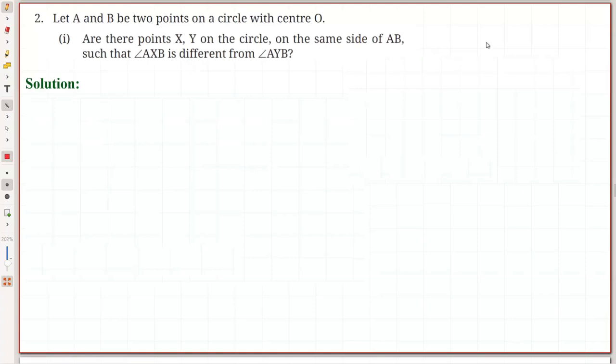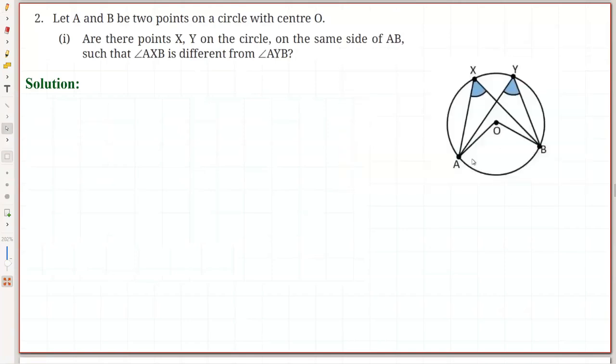Okay, we have to take 2 points A and B on the circle with the center O. They are asking, if X and Y are on the same side of AB, is AXB different from AYB? Okay, now actually the diagram will be like this. Okay, this is the diagram. Let A and B be 2 points on the circle with the center O, and X and Y on the circle on the same side of AB. They are asking if AXB is different from AYB.